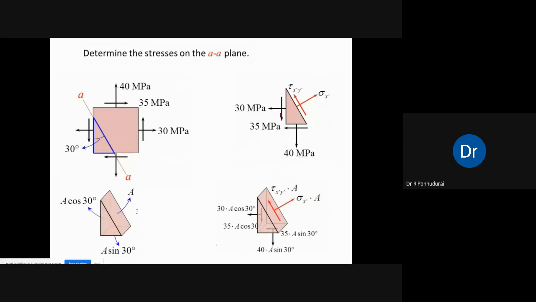In the same way, you have been given 30 MPa here, stress multiplied by area. 30 A cos 30 will be the force. 35 MPa is the stress acting here, so 35 into A cos 30 will be the force acting downward. Here again, 35 A sin 30 will be the force acting horizontally here. So shear stress multiplied by area will be shear force.